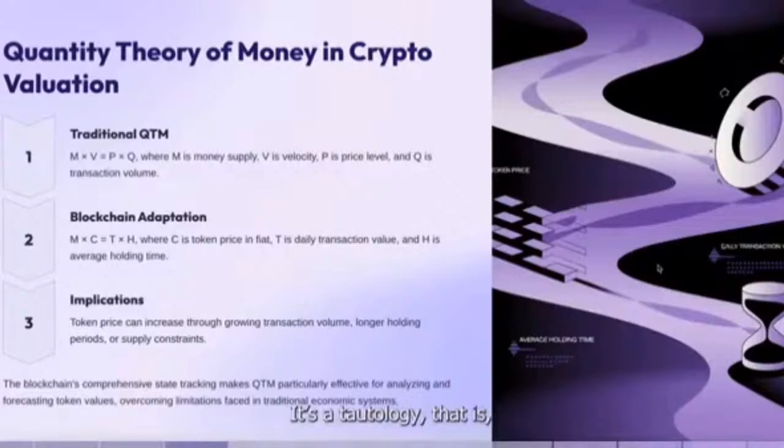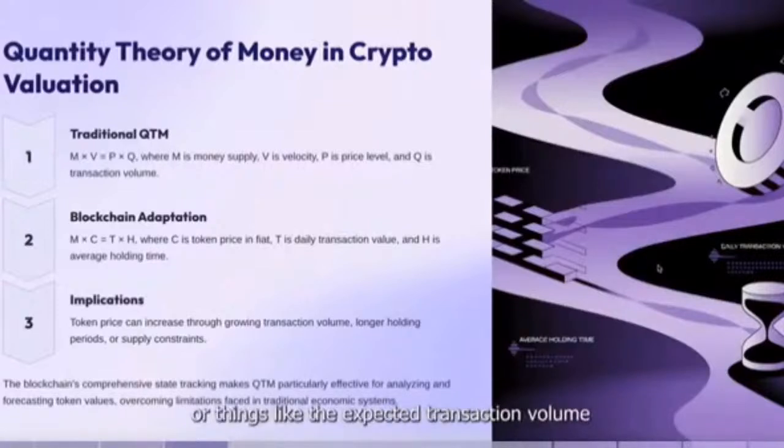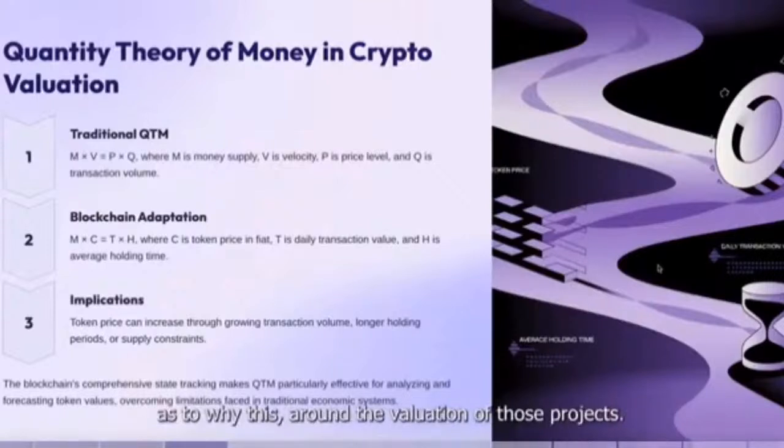It's a tautology. You have two sides of an equation, and once you break it down, you're like, yeah, obviously A should equal B. But the key is that if you're using this to study projects in the pre-launch stage, you can come up with some assumptions about things like the expected transaction volume or the holding time, and then you can come up with some estimates of the valuation of those projects.